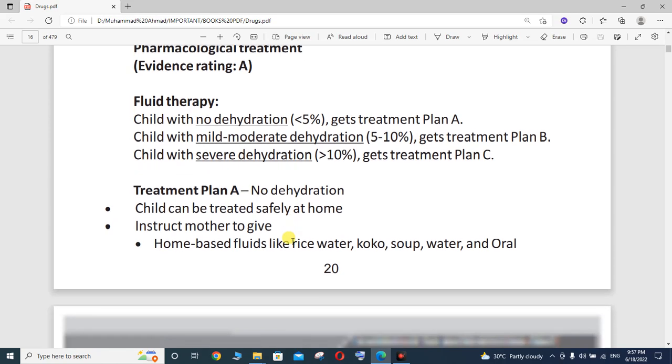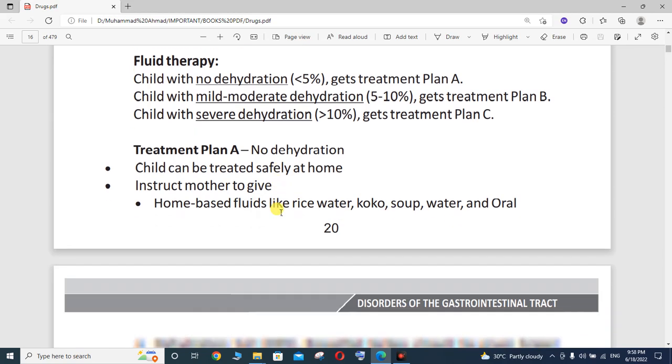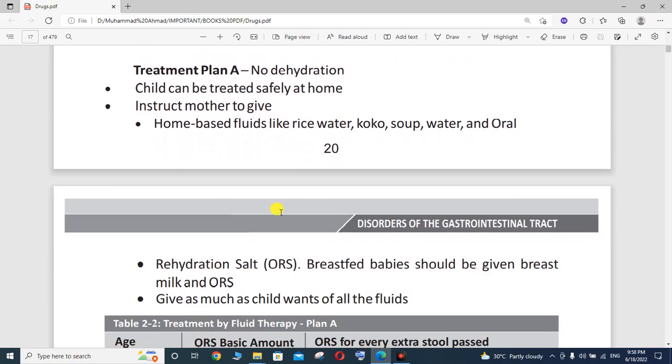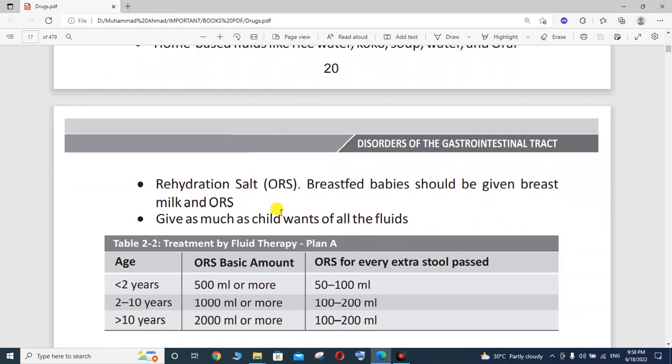The child can be treated safely at home. Instruct the mother to give home-based fluid like rice water, coconut water, soup, and oral rehydration salt, that is ORS. Breastfed babies should be given breast milk or ORS. Give as much as the child wants.